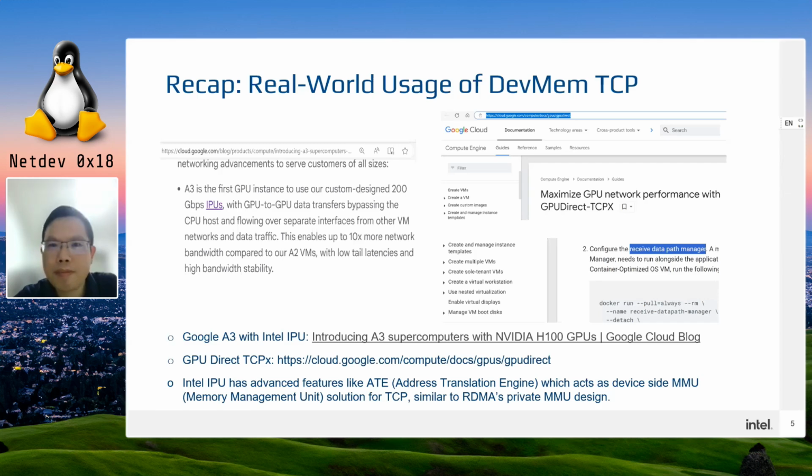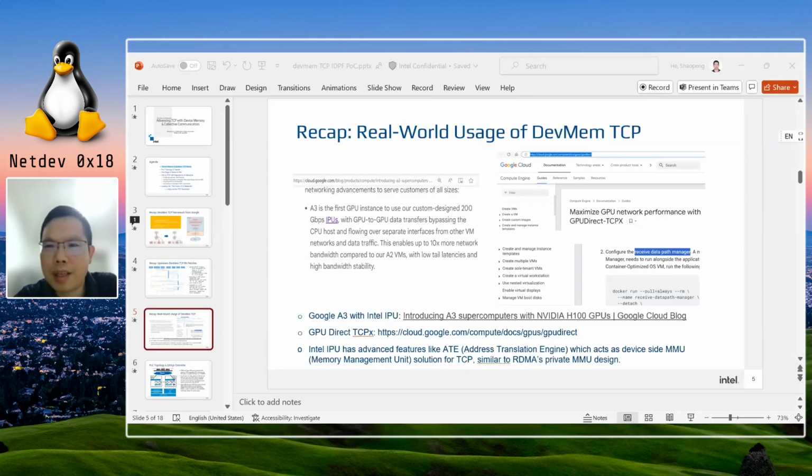Oh, Shaopeng. Yeah. I will just restart the sharing.